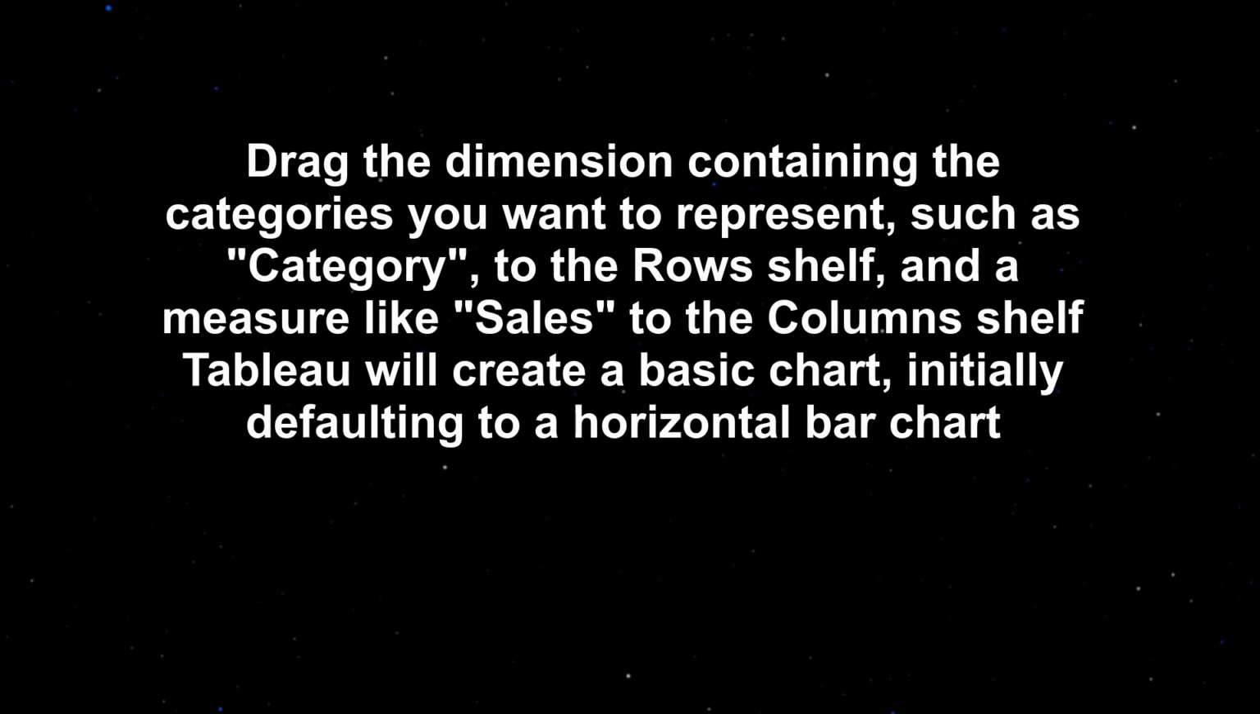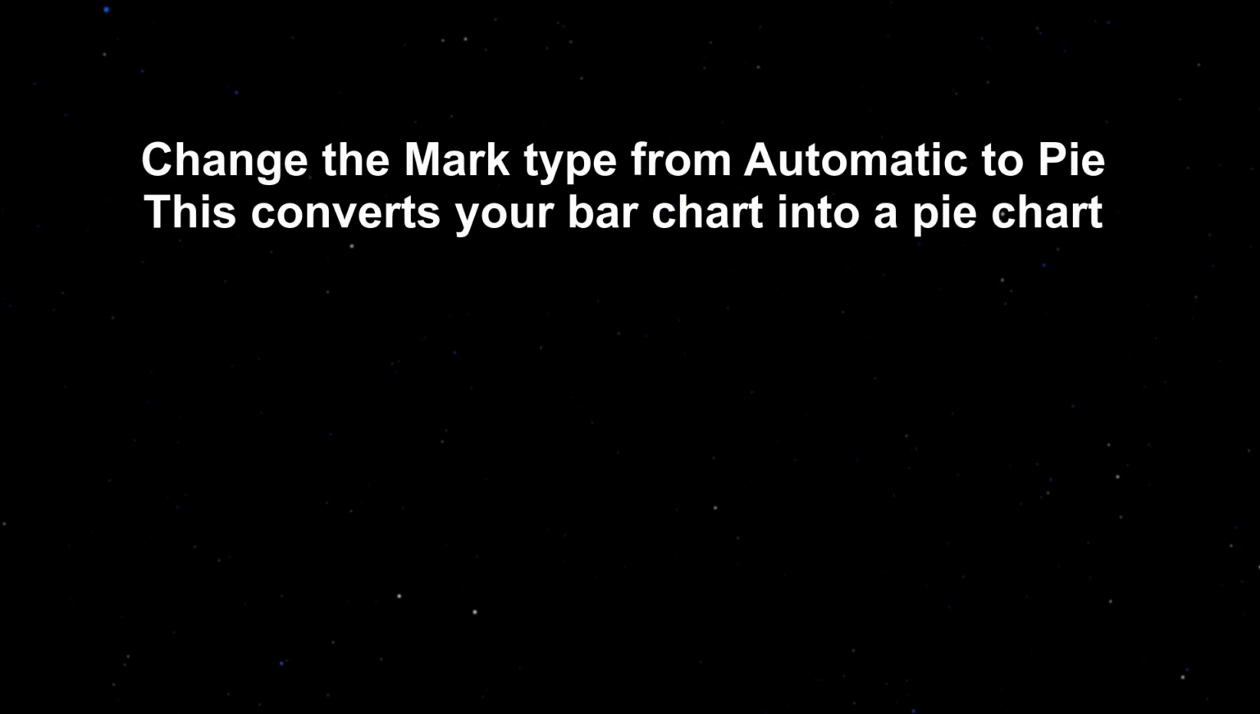For this tutorial, we are using sample Superstore data. Drag the dimension containing the categories you want to represent, such as category, to the rows shelf, and a measure like sales to the column shelf. Tableau will create a basic chart, initially defaulting to a horizontal bar chart. Change the mark type from automatic to pie. This converts your bar chart into a pie chart.